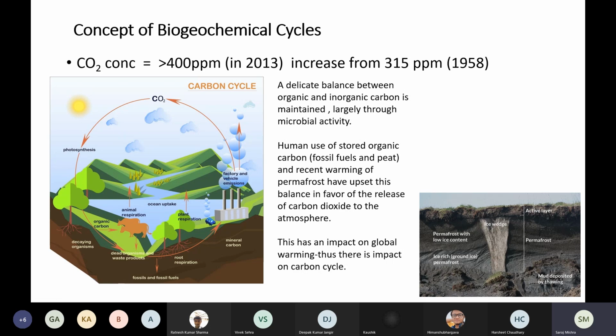In a similar manner, other elements like nitrogen, iron, sulfur and phosphorus also undergo a very delicate balance in life, where they are constantly cycled between different forms. This is summarized here: a delicate balance between organic carbon, like you see in the plant matter, and inorganic carbon, like carbon dioxide, is maintained, and it is largely through microbial activity. So this balance, in other words, does somebody have a question?